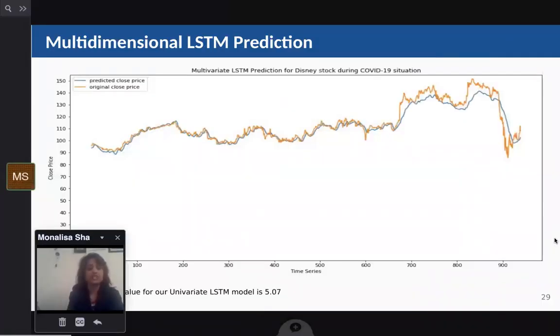Using the above mentioned variates, we trained our model, and when we tested it out, even during the pandemic, our model has performed well, with an RMSE value as low as 5.07, which is comparatively less than the univariate LSTM. The blue line represents the predicted growth.